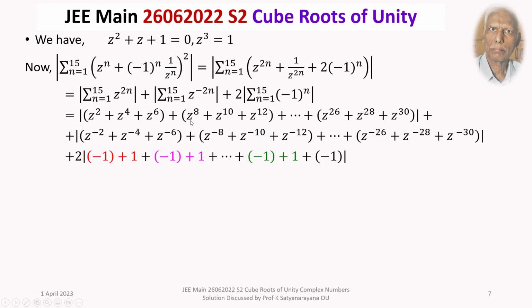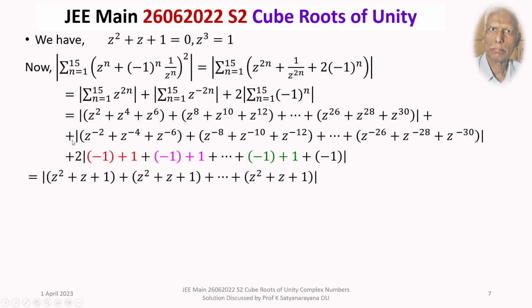Likewise, Z to the power of 8. Z to the power of 6 is 1. So Z square. Z to the power of 10. Z to the power of 9 is 1. Z. Z to the power of 12. Z cube is 1. So Z to the power of 12 is 1. So each is becoming Z square plus Z plus 1. So each bracket is Z square plus Z plus 1. Similarly, the last bracket. Agreed.